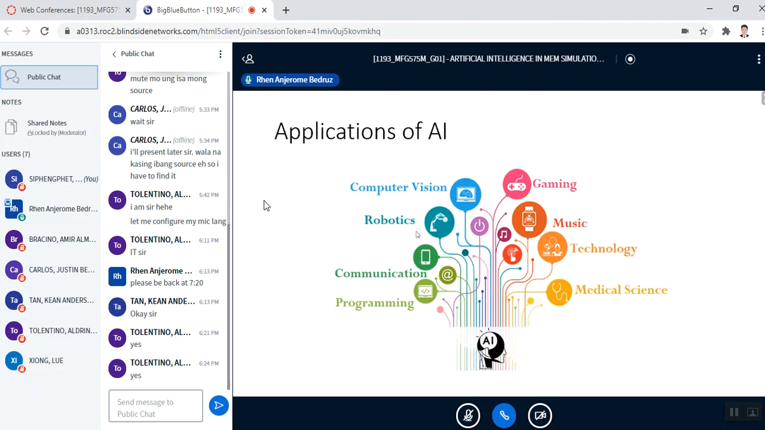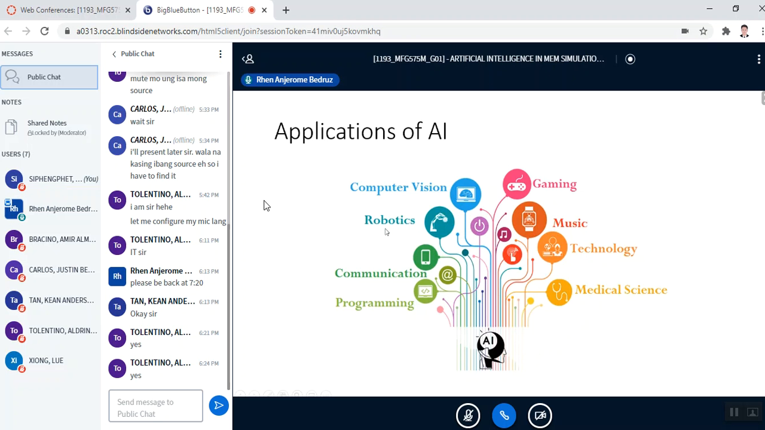Normally we apply it in computer vision, robotics, communication, programming, gaming, music, technology, medical science, and many, many more. Just like the papers presented a while ago, we have two which are used in smart farming, and we have some on robotics and some more on technology.